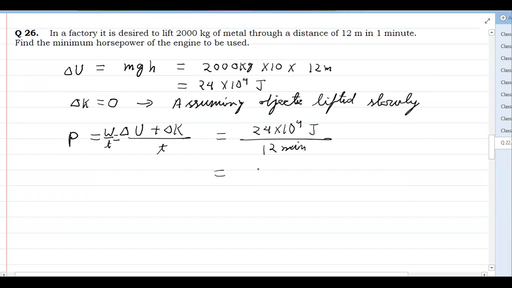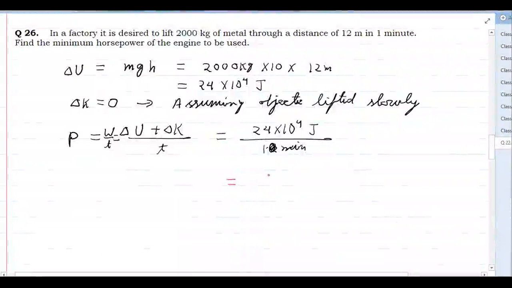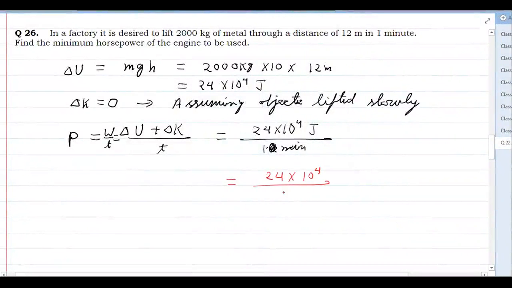In 1 minute, so we can write it as 24 into 10 to the power 4 divided by 60 seconds. Okay. So we are getting 4 kilowatt. This much we get, 4 kilowatt. So power will be 4 kilowatt. Okay.